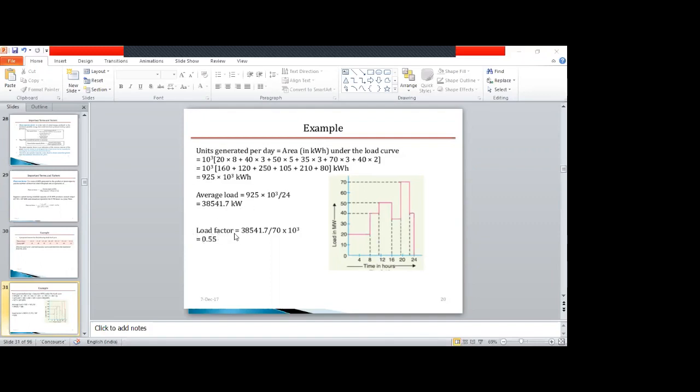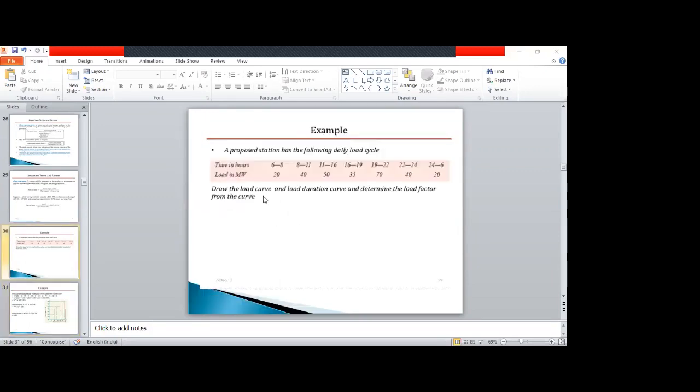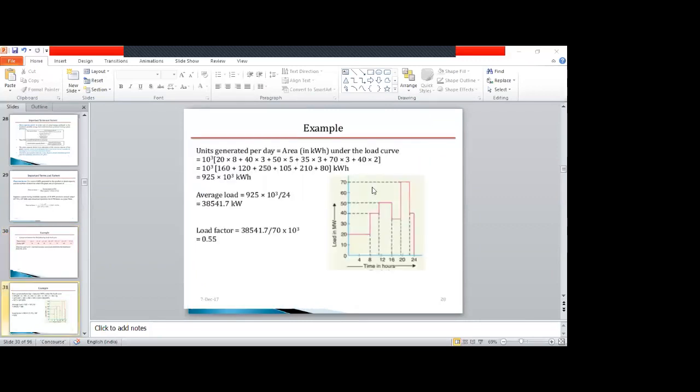Now load factor will be defined as the ratio of average load divided by maximum demand. See, how do you get maximum demand? From the data you observe, the maximum demand on the system is 70 megawatts, is it not? This can be clearly seen from the load duration curve. Maximum demand is 70 megawatts. Since the numerator is in kilowatts, you convert 70 megawatts into kilowatts. That will be 70 into 10 to the power 3 kilowatts.